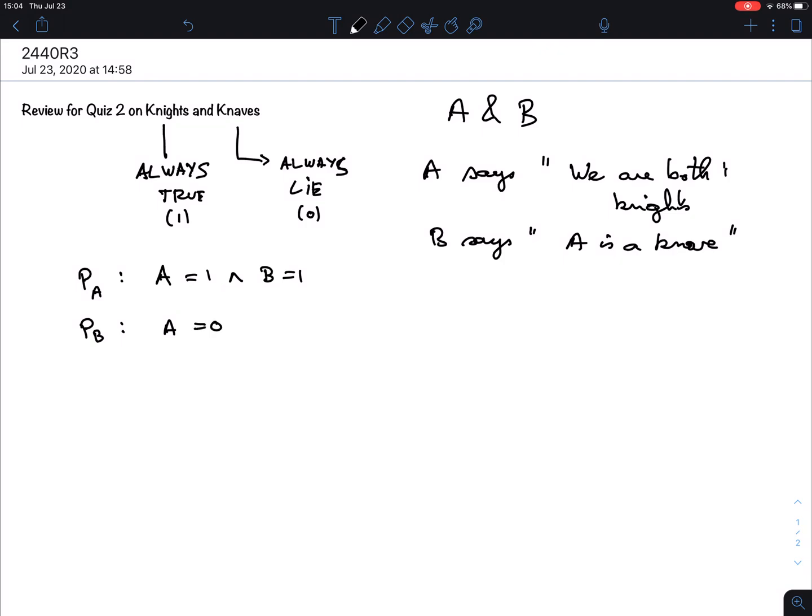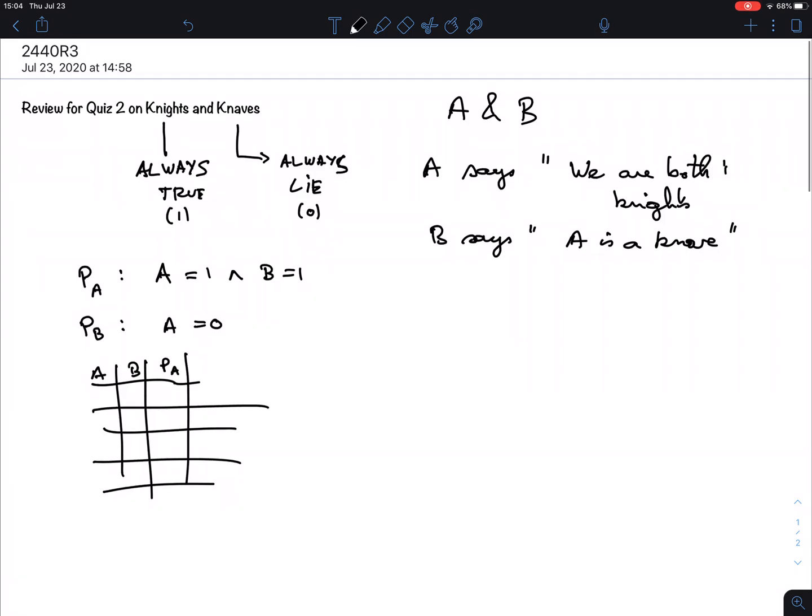Okay. So that's the first thing. Then we make a truth table. Well, it's not really a truth table, it's similar to one. We look at the four possible configurations, and again, always systematically. So A is a knight, B is a knight; A is a knight, B is a knave, etc. Then we look at which of these situations have to be ruled out by what they are saying. So P of A says A is one and B is one.